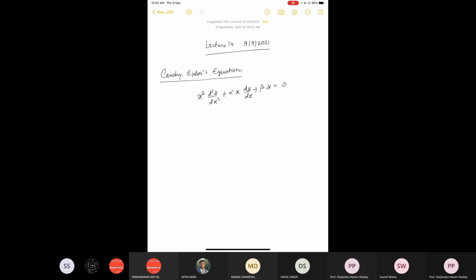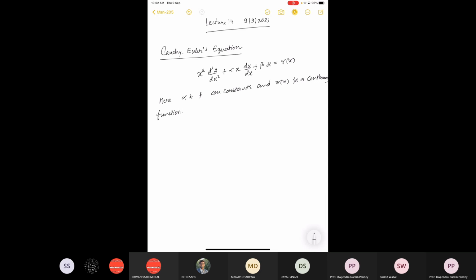It may be R(x) also. Let me write it R(x) and then you start. It is R(x) here. So here, this alpha and beta are constants, and R(x) is a continuous function. Right. So this is a Cauchy-Euler equation of second order.